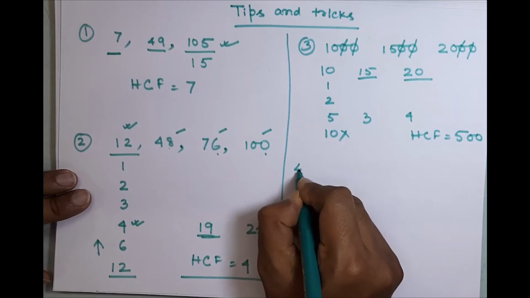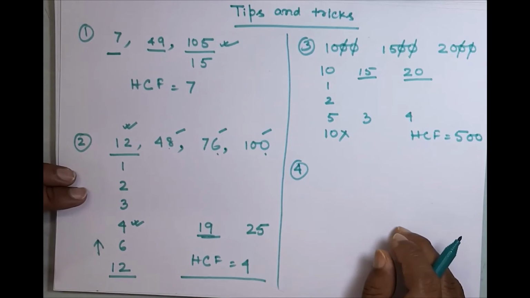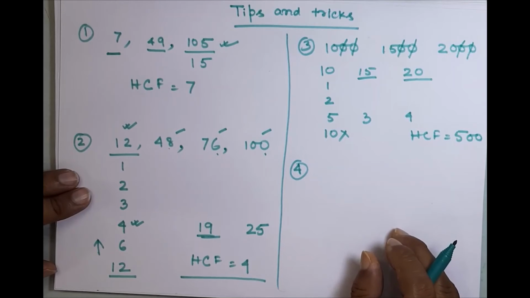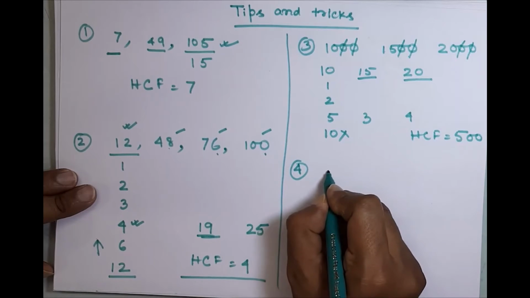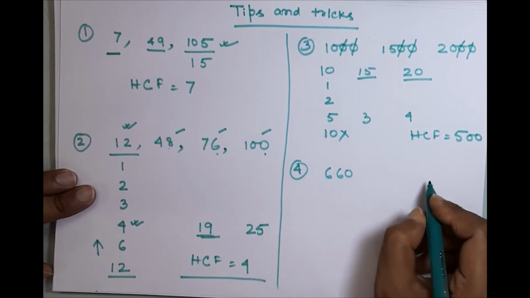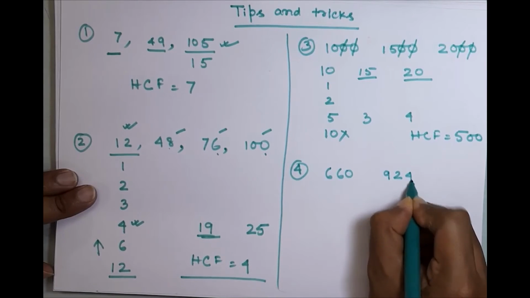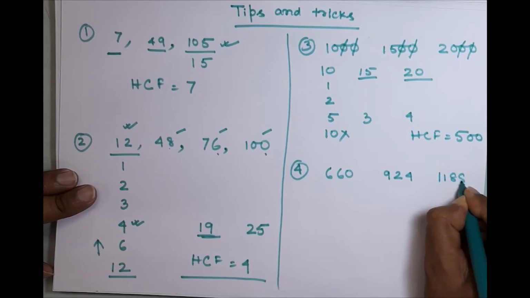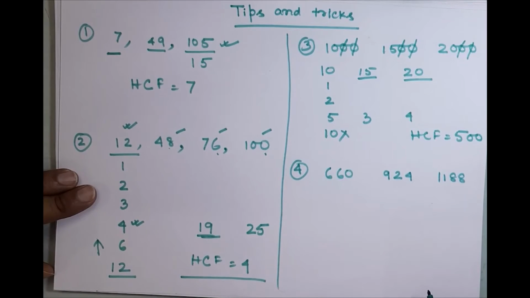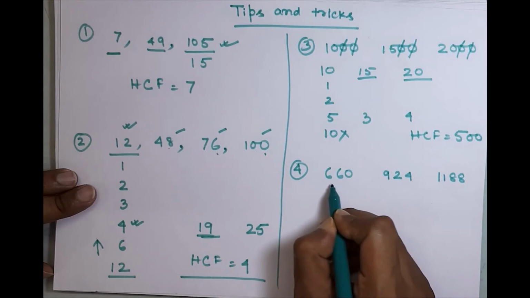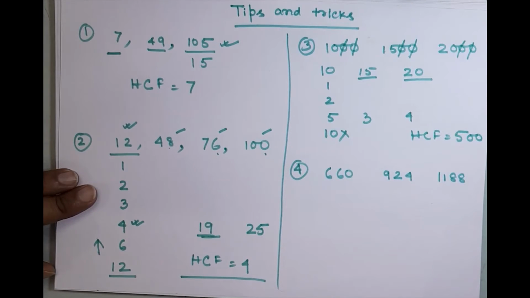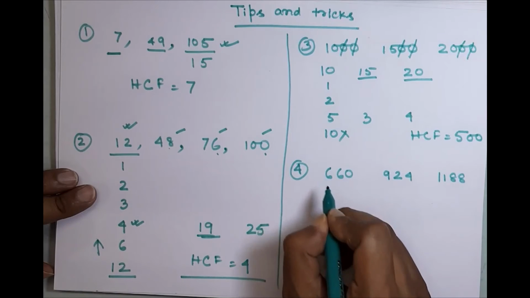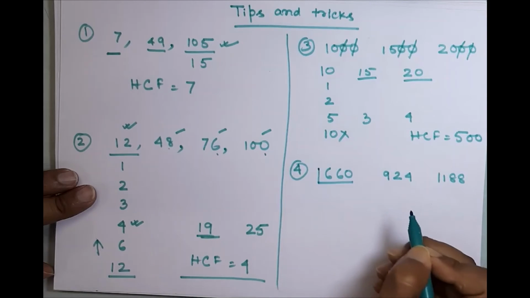And is there any other tip left out? Yes, there is one more, which is the last one. Again, we'll pick up some random numbers for which we'll be identifying HCF. Let us take some complex random numbers: 660, then 924, and then 1188. Again, as a normal practice, we will pick up the smallest out of all participating numbers. Here 660 is the smallest, and we'll do the prime factorization method by top down division of this smaller number.